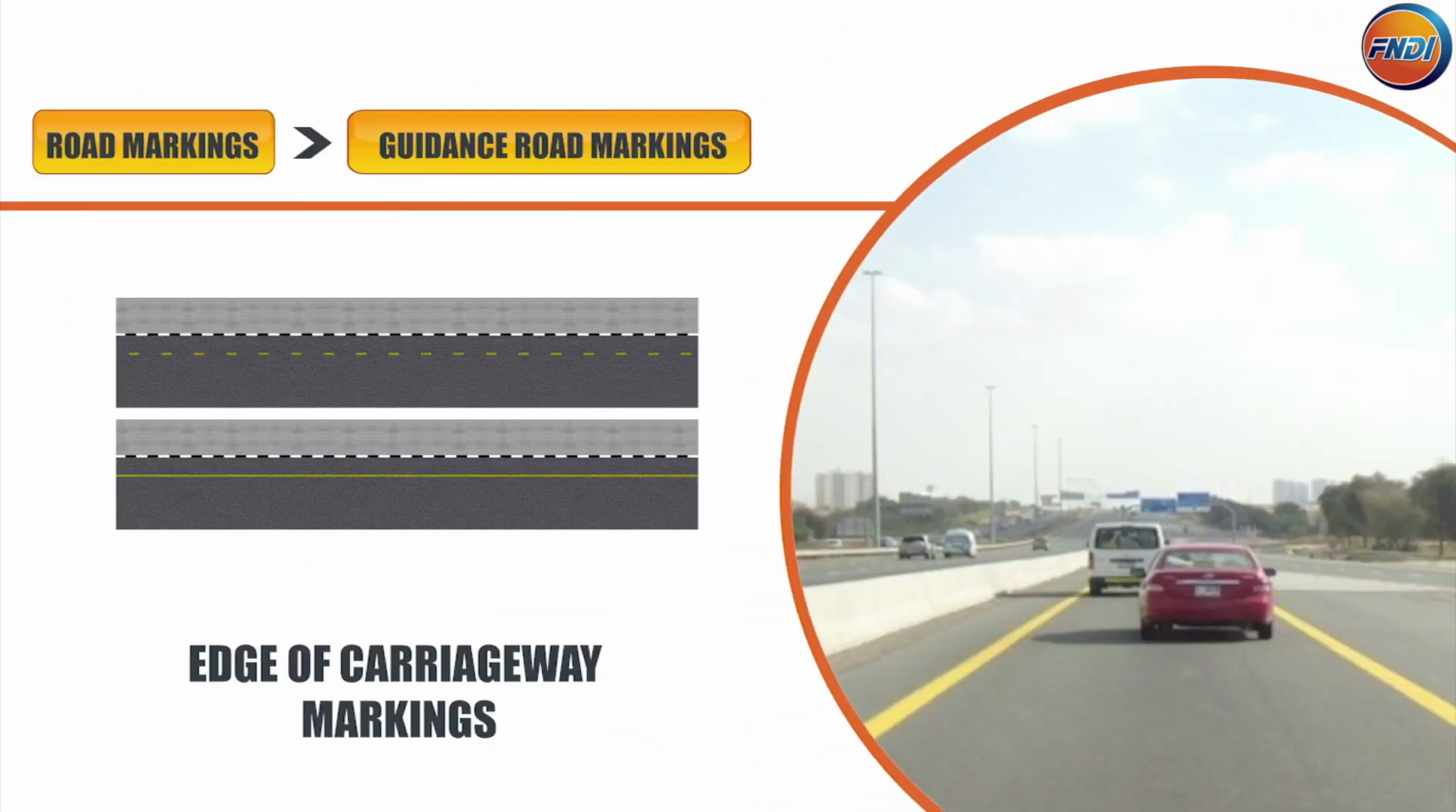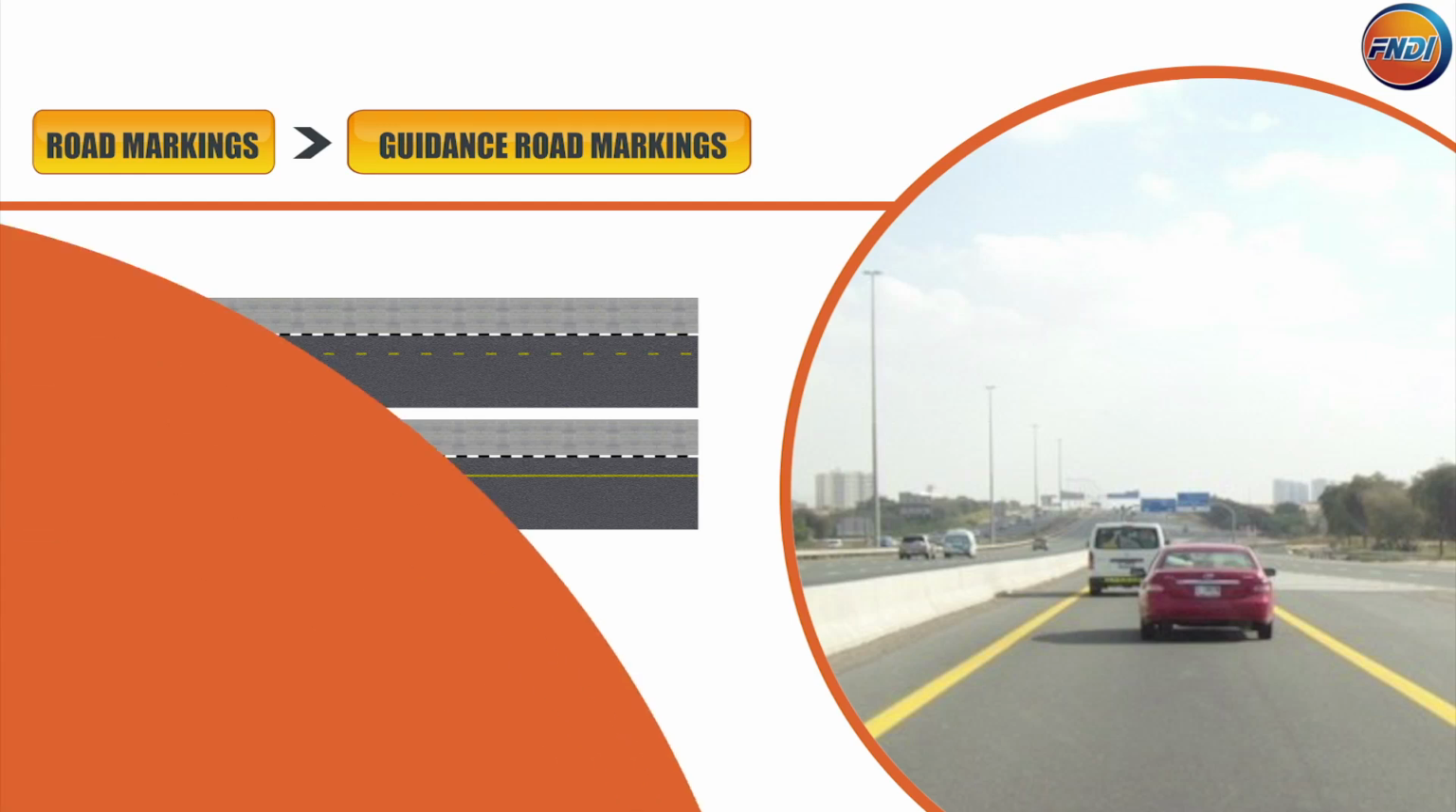Edge of carriageway marking. This is a solid yellow line marked along the edge of the carriageway. The area beyond this line is called hard shoulder or emergency lane, as it can only be used by emergency vehicles. Motorists should not stop beyond this line unless it is an emergency.